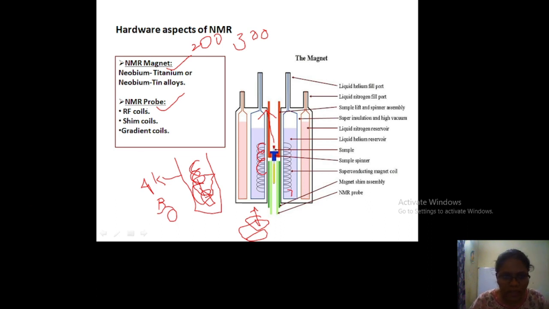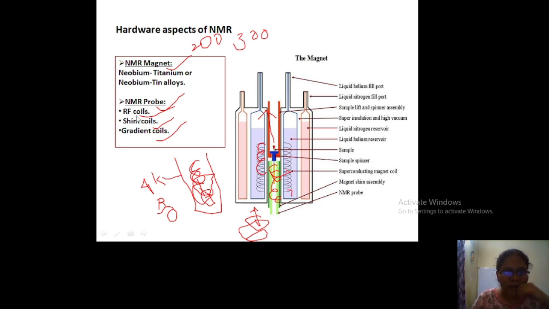Let us see what an NMR probe is. The NMR probe is a structure which sits in the bore of the NMR magnet. The NMR magnet has a hole or bore, and inside this bore the NMR probe goes and sits. The probe also has coils wrapped around it. Those are RF coils, shim coils, and gradient coils. Let us look at the function of these coils one by one.